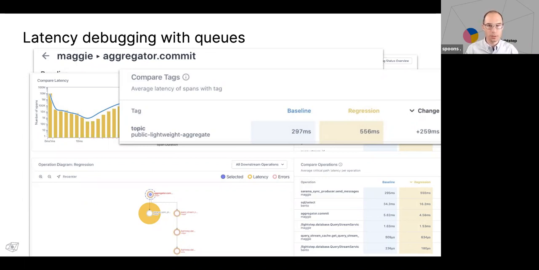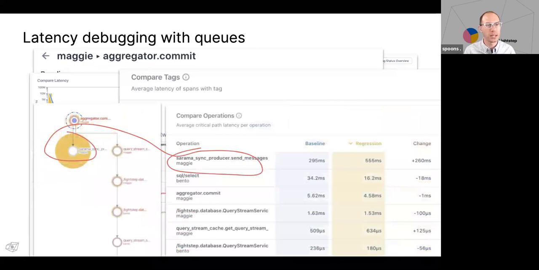And when we pull data, we annotate that part of the processing with a tag called topic. And in this case, the average latency of spans that had to do with the public lightweight aggregate topic went from about 300 milliseconds in the baseline to about 560 milliseconds in the regression set. So almost a doubling, not quite. And that's the latency of the spans that have that particular tag. So now we've already gone from just thinking about, there's a latency problem, all the way to thinking about particular Kafka topics.